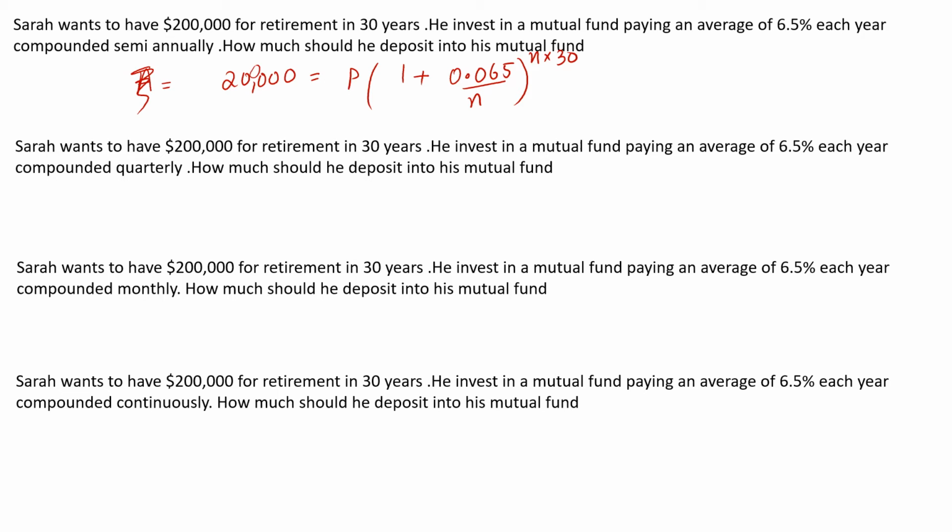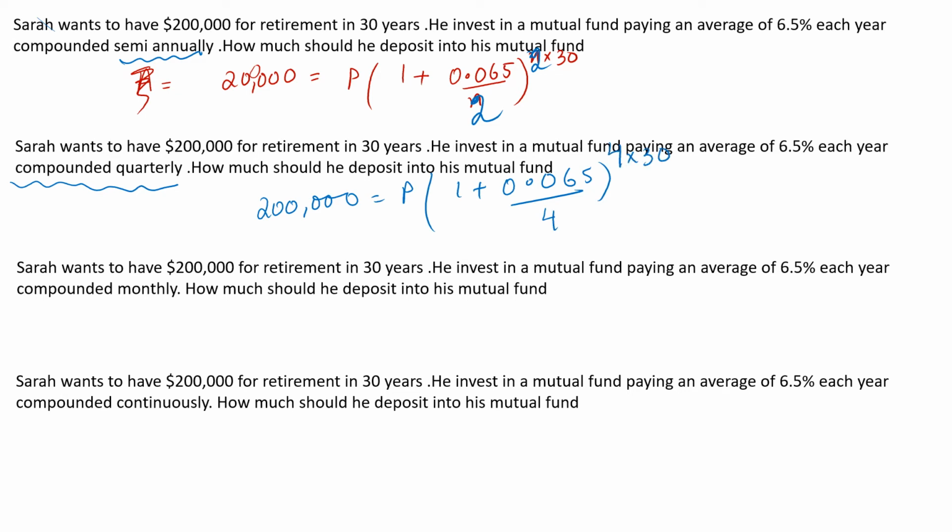Now, if you read the question again, and rather than annually they write, let's suppose, semi-annually. In that case, rather than writing n, you will put 2 over here. Now, same question, if they say compounded quarterly, in that case everything stays the same, but in place of n you will write 4. So in place of every n, you will write 4.